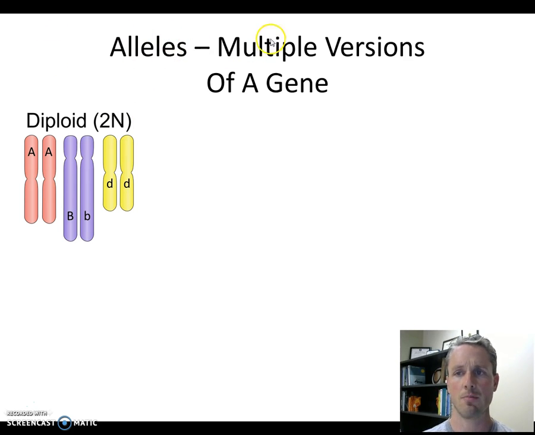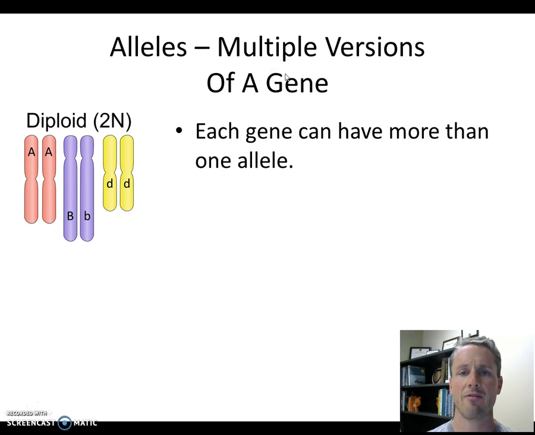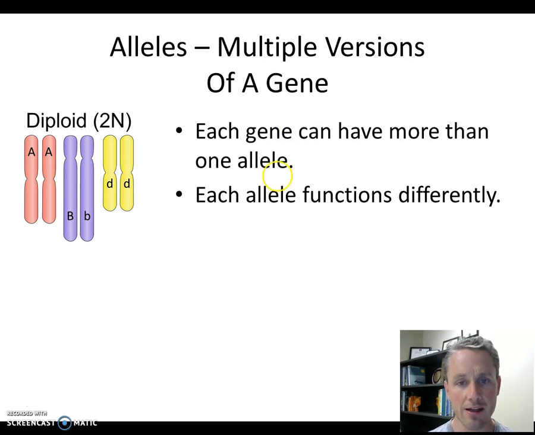Alleles are just multiple versions of a gene. So each gene can have more than one allele, or form of that gene. Each allele of the gene might function differently. And so when we're thinking about the genotype, what genes do we contain, we're thinking about which alleles we have for each gene. That's what we're really looking at with the genotype.